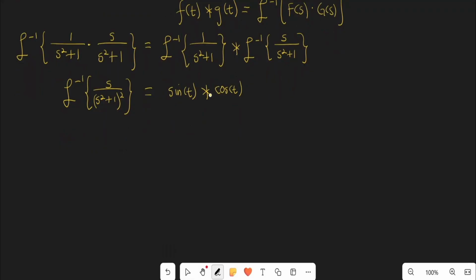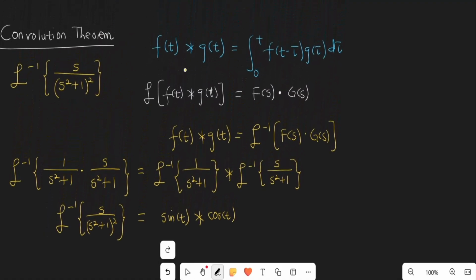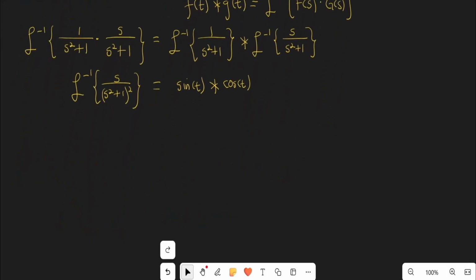Now, we can't just leave our answer like this. If your professor wants you to leave your answer like this, then that is fine. But if you want to write it in terms of t, not in terms of a convolution, then we will have to use the convolution formula. The convolution formula states that f of t convoluted with g of t is equal to the integral from 0 to t of f of t minus tau times g of tau d tau. Right. So now let's do that.